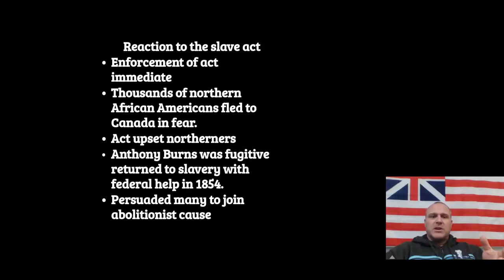Thousands of African Americans were fleeing the northern part of the United States and moving to Canada because they were very scared of what could happen, that these Southern slaveholders could literally come up and just pick them out of their freedom and bring them back down to the institution of slavery. Even free people of the North could get picked up and plucked out and brought into the institution of slavery. It persuaded many Northerners to join the abolitionist cause.